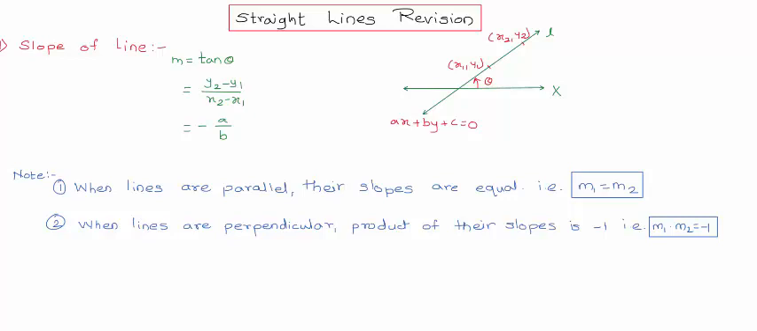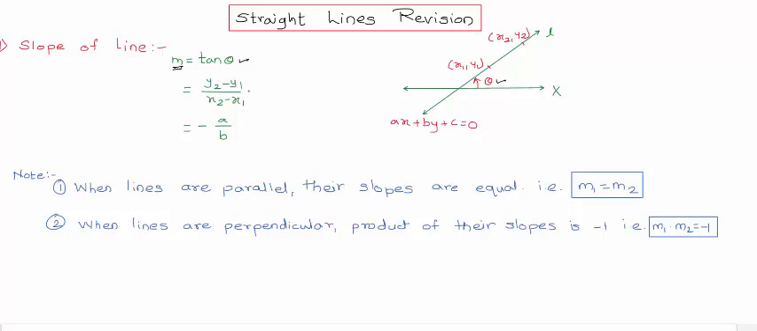Okay, the first pointer is slope of line. Slope of line is denoted by letter m. Now how to find slope? There are three options in which you can find the slope. First is tan theta. Now theta here, students, is the acute angle made by the line with positive direction of x-axis. So as you can see in the diagram, theta is angle made with x-axis.